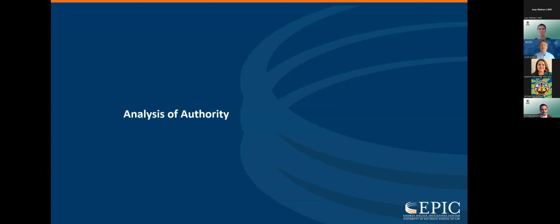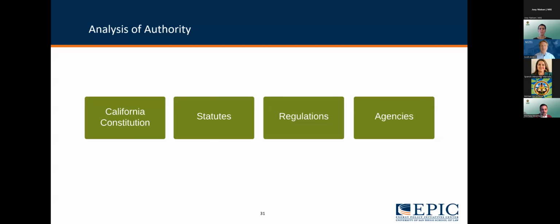So I'm going to provide a brief summary of the findings in each of the 3 analyses that we completed for the project. First is our analysis of authority of local jurisdictions to act. For this, we reviewed authority of local jurisdictions to influence or regulate greenhouse gas emissions. This included a review of the California Constitution, state statutes, regulations, and agencies. And where appropriate, we looked at the local, state, and federal levels.